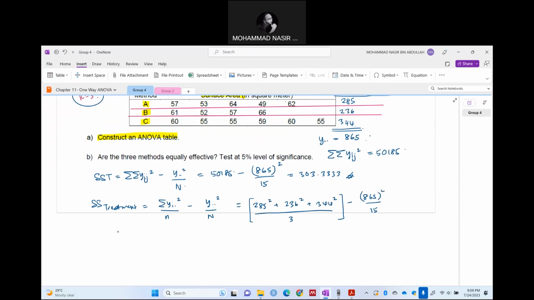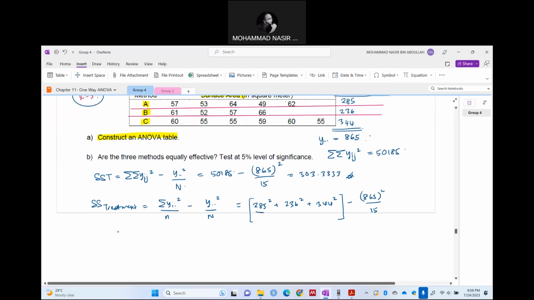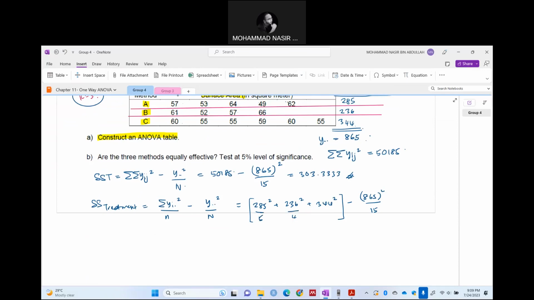Sorry, this is not divided by 3. Right? This is divided by how many observations for each treatment? This is 1, 2, 3, 4, 5. This is 5. 1, 2, 3, 4. 4. 1, 2, 3, 4, 5, 6. 6. Nampak? Tadi sebab sama semua kan? Sebab tu 4. Right? But this one we have different levels of observation.